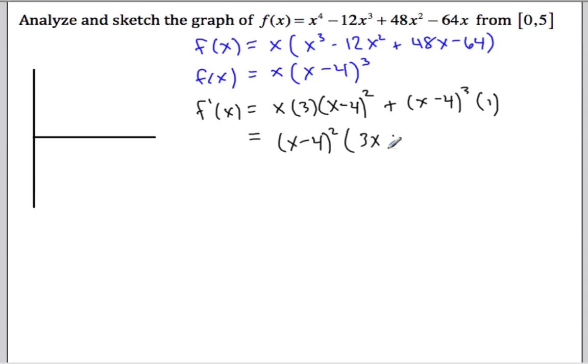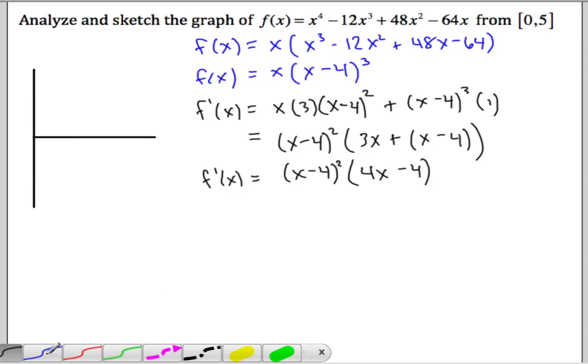First times the derivative of the second, plus 1. Oh, sorry. No, never mind. Almost made a mistake. We still have an x minus 4 here. So x minus 4 and the 1. All right. So if we simplify this a little bit, we get x minus 4 squared and then 4x minus 4. Okay, that's f prime.